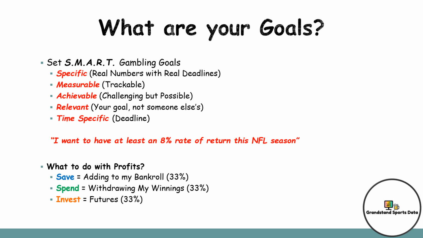So what would you do with your profits? And I mentioned in the previous slide, this is what I do with my profits. I save, I spend, and I invest. And with my savings, I'm going to add that to my bankroll and make my bankroll number larger. Next would be spending, and this is withdrawing my winnings. So I take my wife to a restaurant or, whatever you do with your personal money, that's on you. But I withdraw a portion of my winnings, 33%.